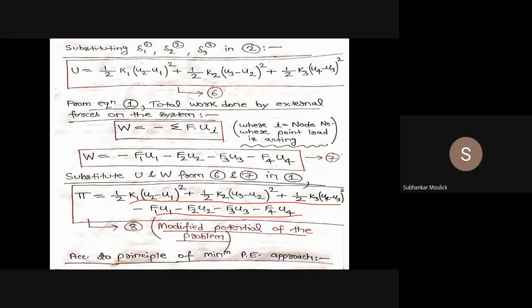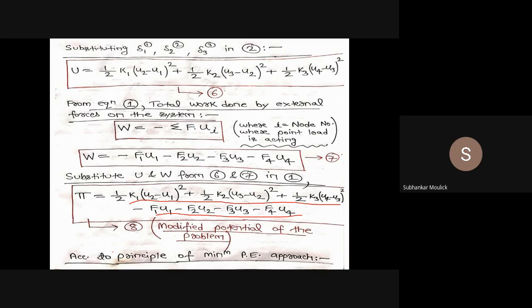Okay, so this is equation number 8, which is the modified potential energy of the problem in terms of K, that is the stiffness of the spring, U, that is the linear displacement of the spring, and F, that is the nodal forces. Now we have found the value of pi. We need to find the global stiffness matrix by the principle of potential energy approach.